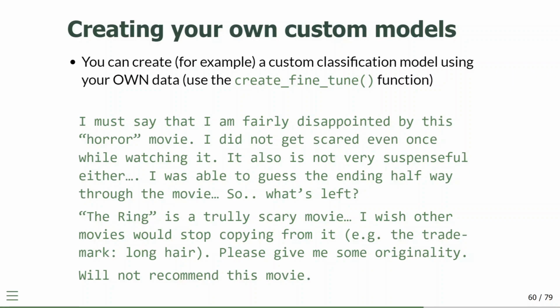For example, you could create a custom classification model using your own data, and you do that using the create fine tune function. The quote that you see on the screen here is a movie review that was posted on IMDb. So for example, you could create a model that determines whether a movie review like this should be classified as positive or negative. So, a sentiment analysis based model.